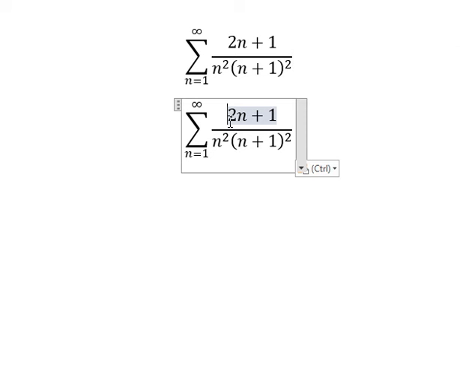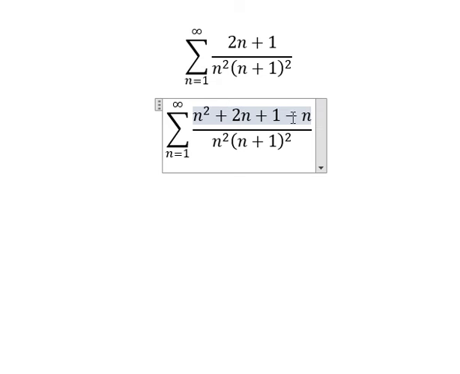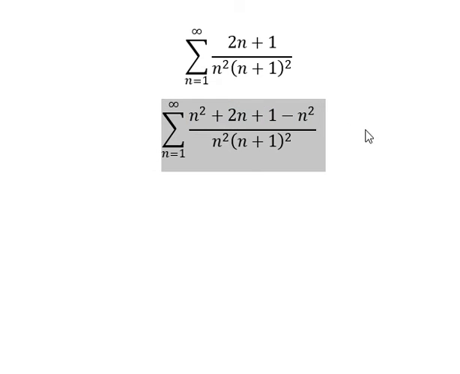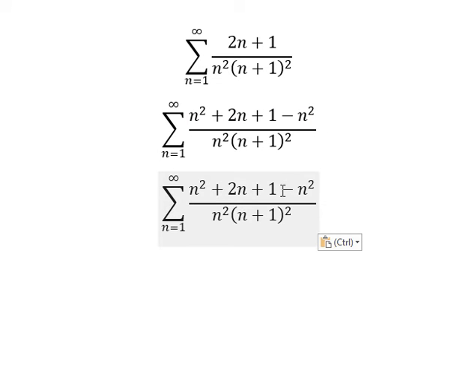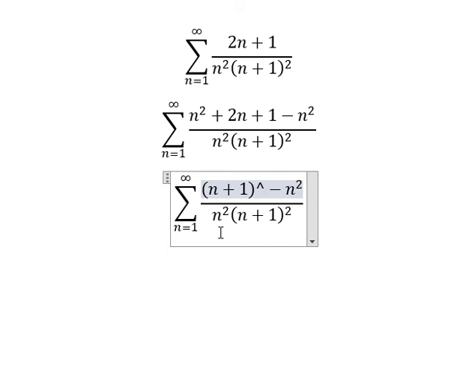We need to put n square in here. Later we need to subtract n square. So this one is about identities. We put (n+1) everything to the power of 2.